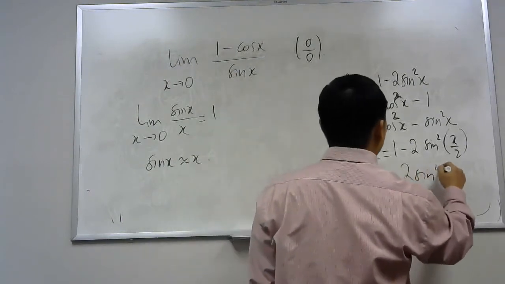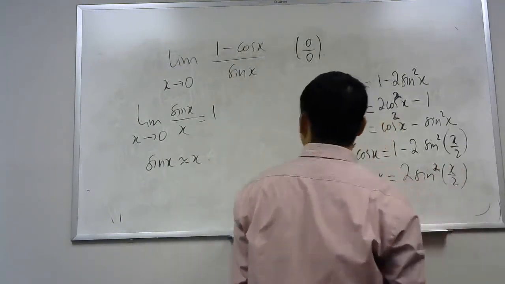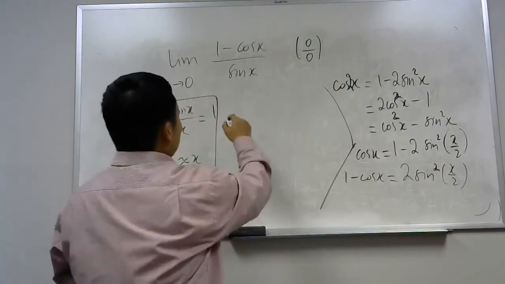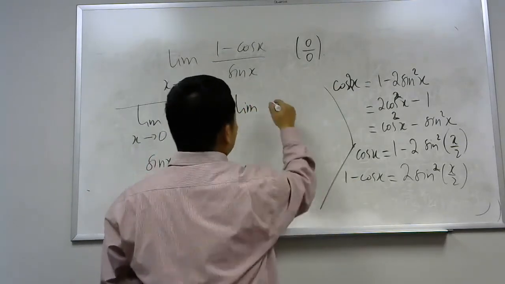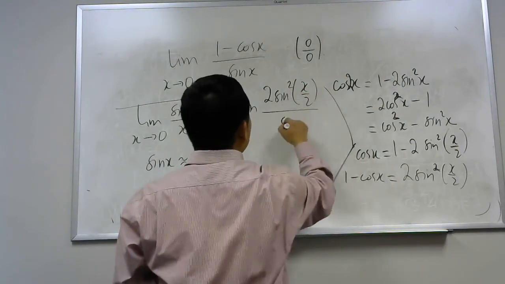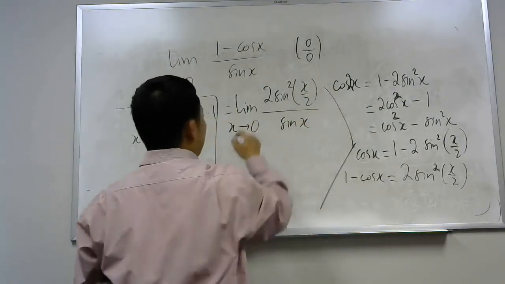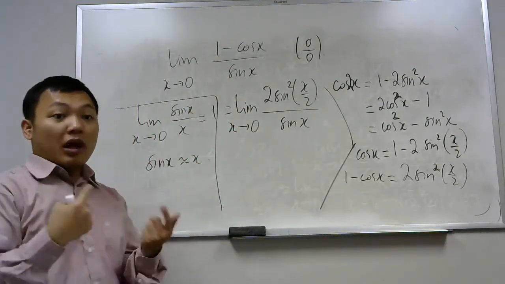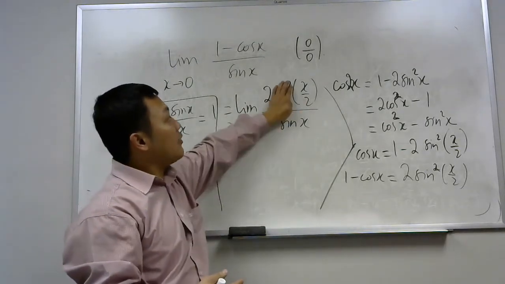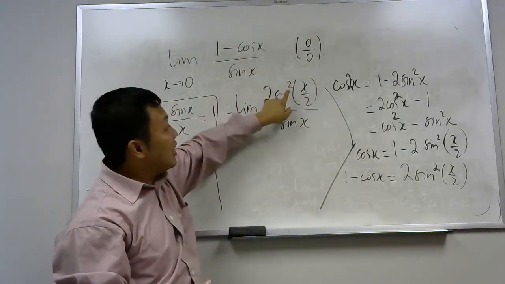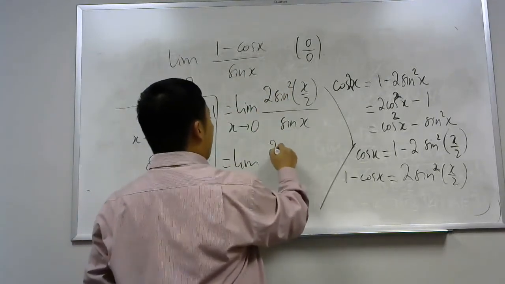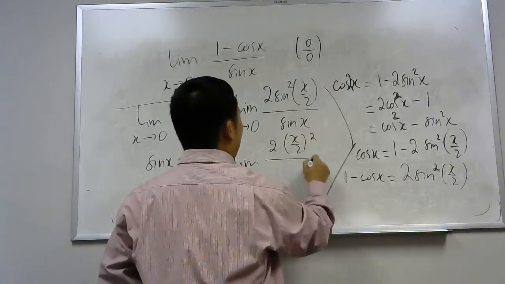Is 2 times sine square of x over 2. Now let's go back to this limit. So this limit is equal to the limit of 2 sine square of x over 2 over sine of x, as x goes to 0. Since we are considering the limit at 0, sine of x is similar to x. So that means sine of x over 2 is similar to x over 2. But here we have a square, right? Don't forget. So this limit is nothing but 2 times (x over 2) squared over x.